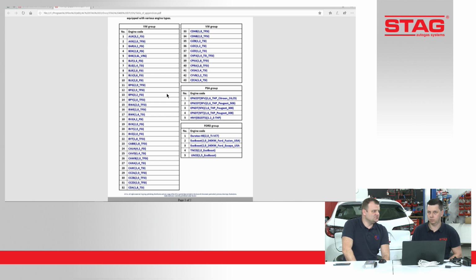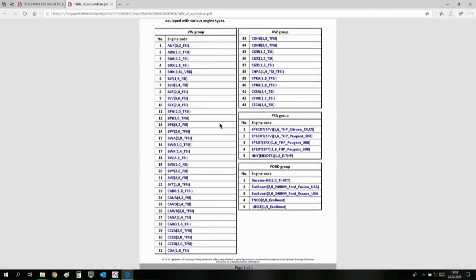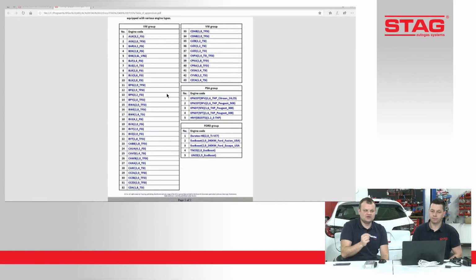If you open the baggage room and remove the cover of the spare wheel, at the place for the spare wheel you can also find a white label on the body. On this white label you can also find the engine code, three or four letters like you have on the screen. That is according to the Volkswagen Group.